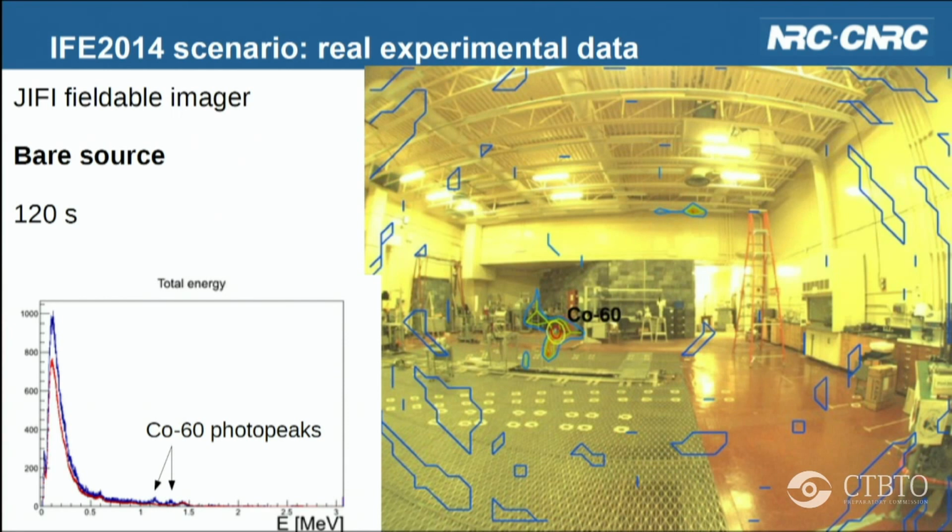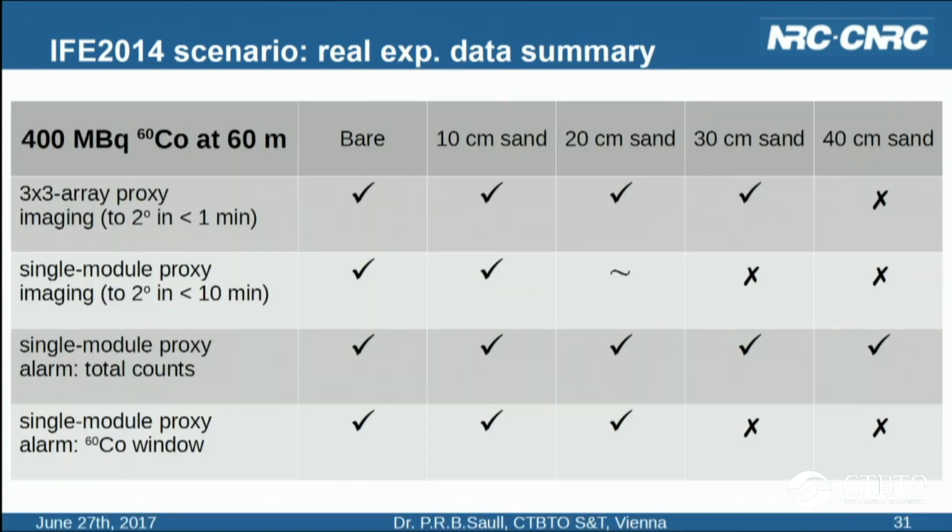But here's a bare source, 120 seconds, and you can see we're able to reconstruct the position. There are photopeaks. And this is sort of a summary slide for everything, for the 3x3 and for the single module imager. And I remind you, the single module imager is integrated with RSI's RADAssist, so there's alarming available. 3x3 array, I kind of lied here. Either change this to 2 minutes or put an X there. But anyway, we were able to, within 2 degrees, in less than a minute, reconstruct bare, 10 centimeters and 20 centimeters the position for the 3x3.